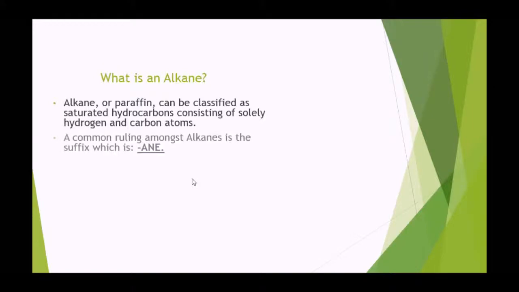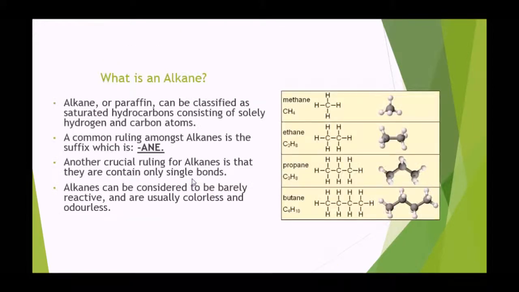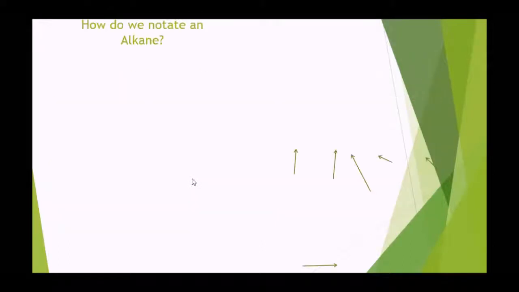Now let's talk about what an alkane is. An alkane, or paraffin, is a saturated hydrocarbon consisting of only carbon and hydrogen. All alkanes have a suffix of -ane. Another characteristic of alkanes is their single bonds, as shown in the example to the right. Another characteristic is that alkanes are odorless, colorless, and barely reactive.